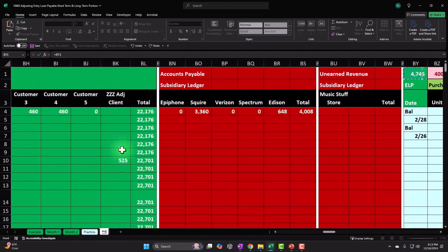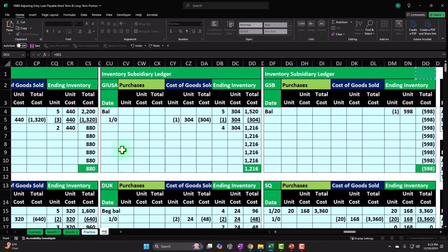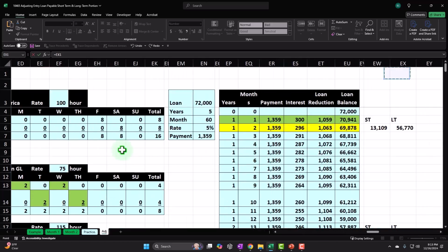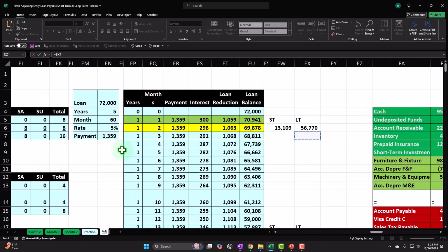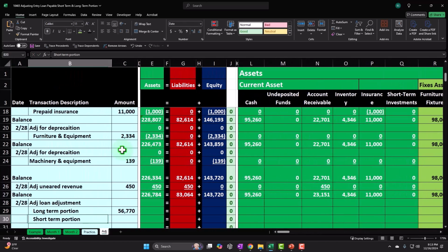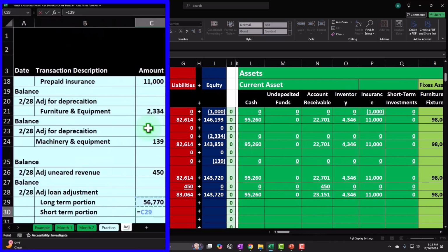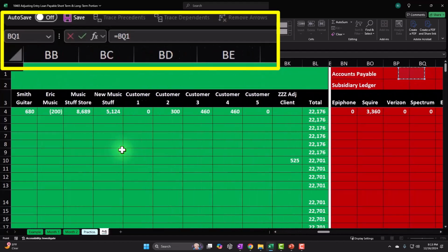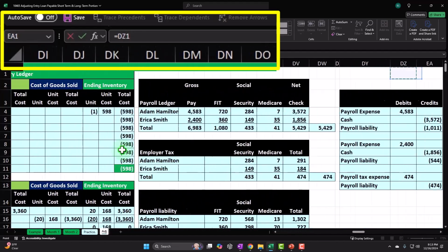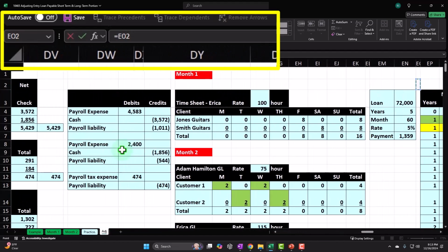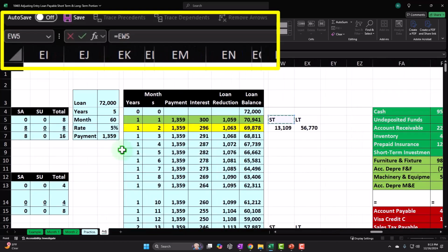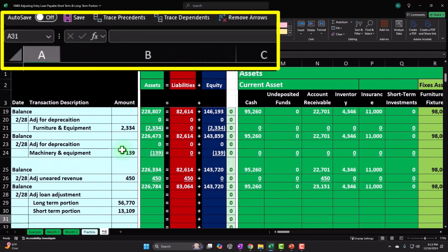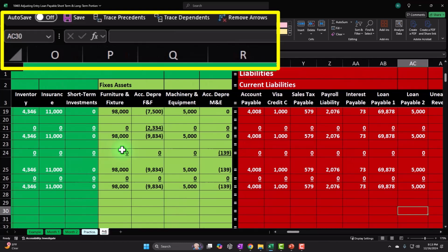I'm going all the way to the right back to that amortization table. And I think the long-term portion was this 56. And the short-term portion is going to be equal to, scrolling all the way back to the amortization table, 13,109.